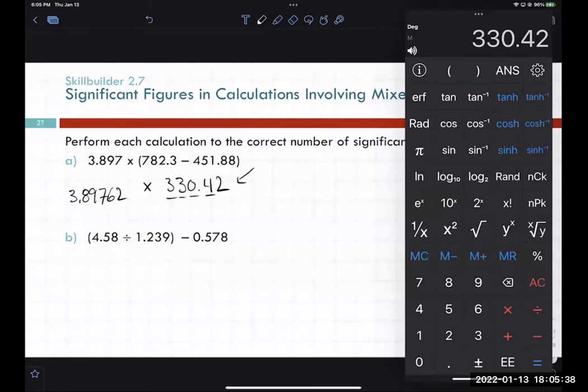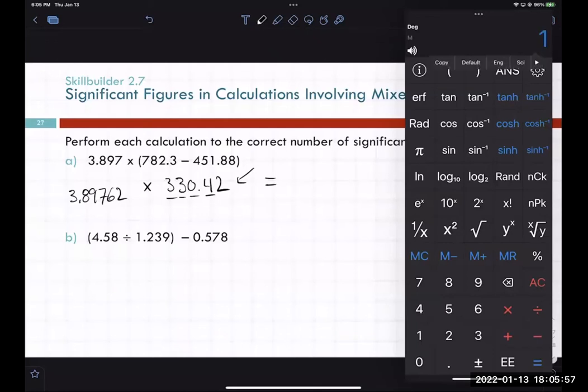So I'll just use this number that's in here, right? 330.42, not rounding. And we're going to multiply by 3.89762. So our final answer, no.